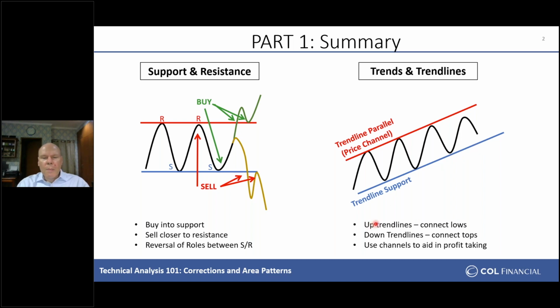So if you're looking at an uptrend, then you connect the lows of your graph to determine what your trend line is. If this starts to turn downwards, then you will start connecting your highs as a trend line to follow the downward movement of the market.